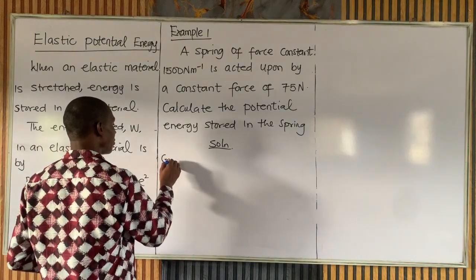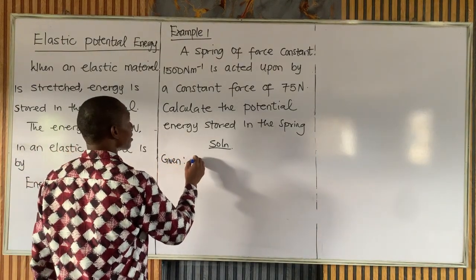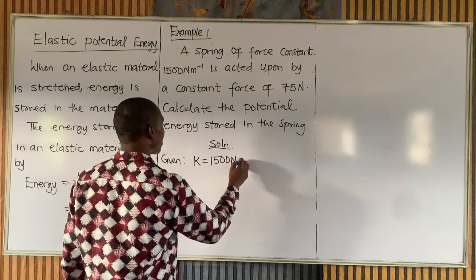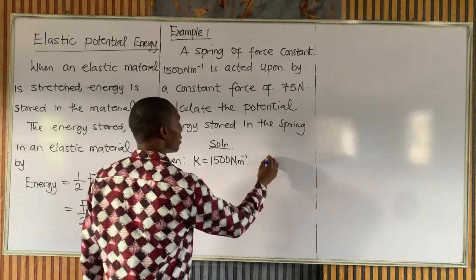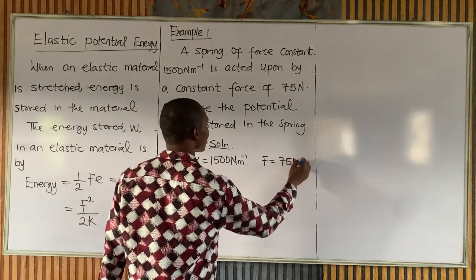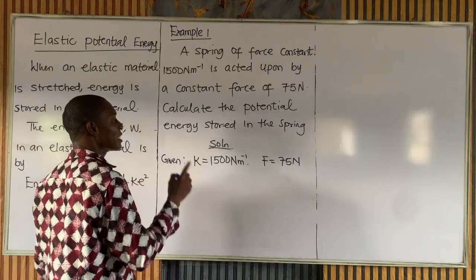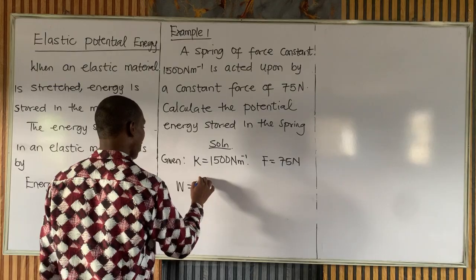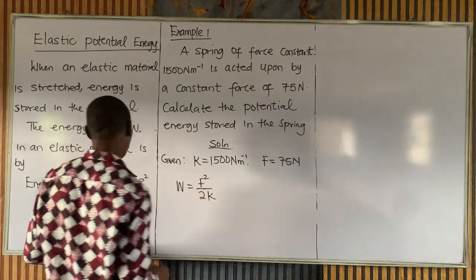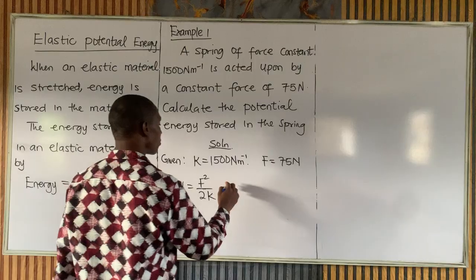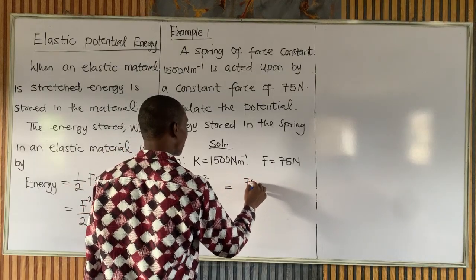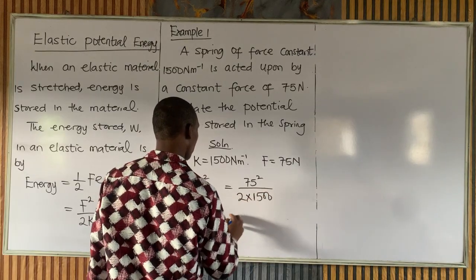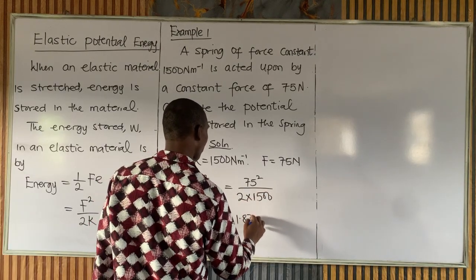For this question, we are given that K is equal to 1500 Newton per meter and force of 75 Newton. Calculate the potential energy stored in the spring. So W is giving us half Fe or F squared over 2K. I'm using this relationship because that's what we are given. So this is the best relationship to use. Our F is giving us 75 squared over 2 times 1500. And that will give us 1.875 joules.